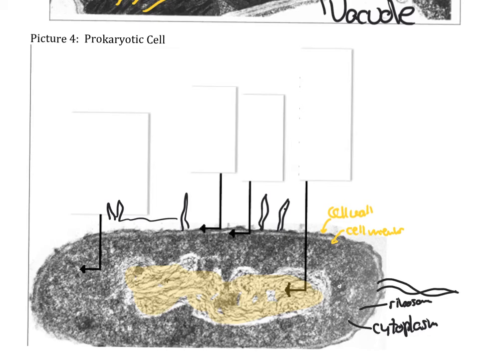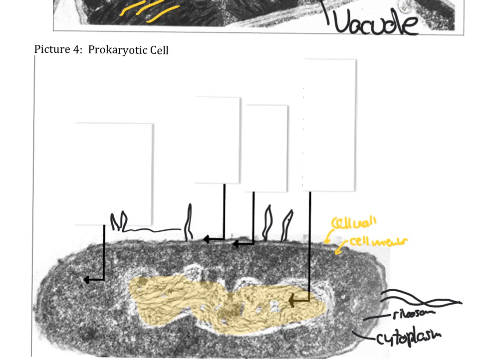Okay? That's really about all you can identify with a prokaryotic cell. There's not a lot of options there. So hopefully this helps you pick them out. You'll see some more examples like this, but hopefully that helps.